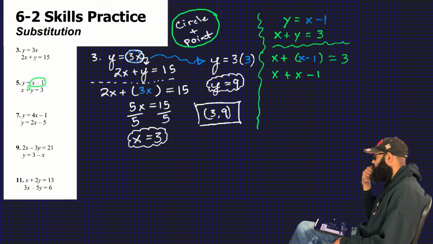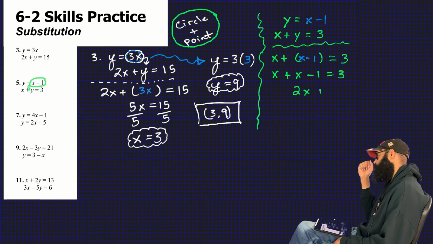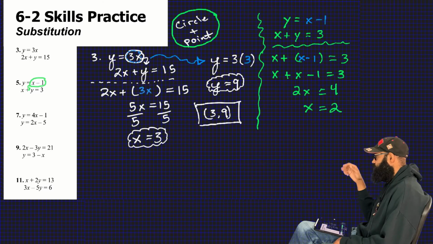x plus x minus 1, no need for parentheses because there's nothing to distribute. Collect my like terms, 2x minus 1 equals 3, not plus 1, minus 1. And now, of course, guys, I would add 1 to both sides. So x is equal to 2.